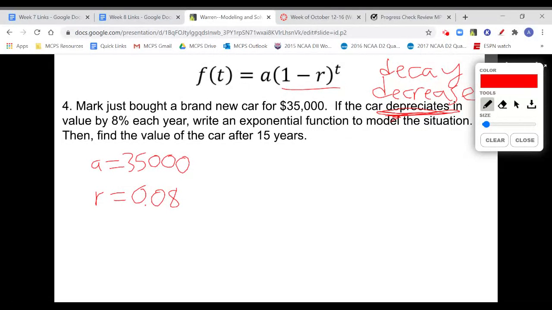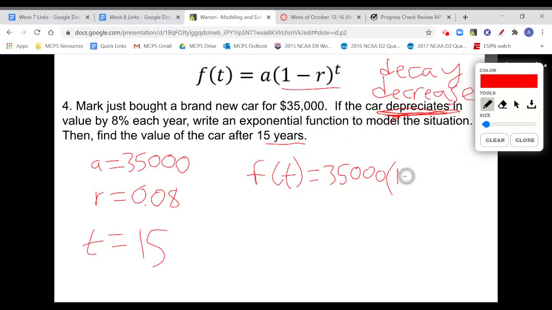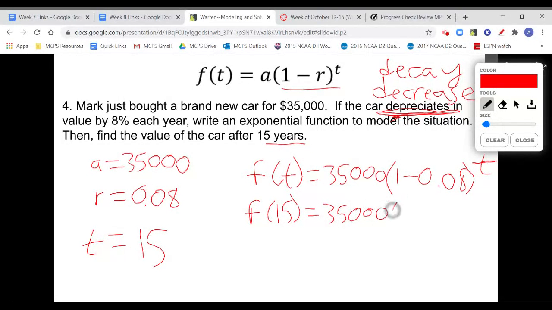All right. And then looking at the last part of our question, it says find the value of the car after 15 years. So that's going to be my time. So I have f of t, and then plugging in 35,000 for a, 1 minus 0.08 to the t. That's my exponential model that models this at time t. And then to answer the other half of this question, which is specifically what is the value after 15 years, that is when I actually plug in a number for t.